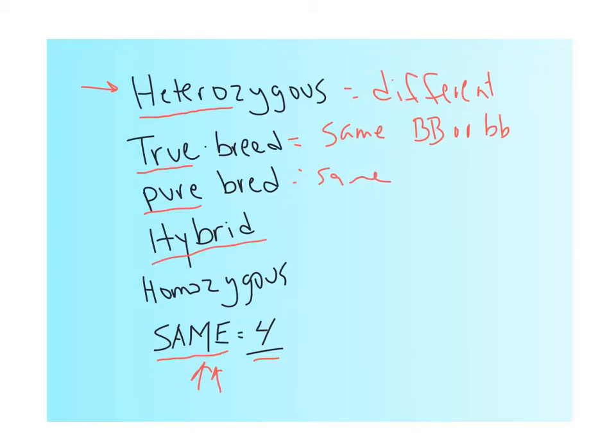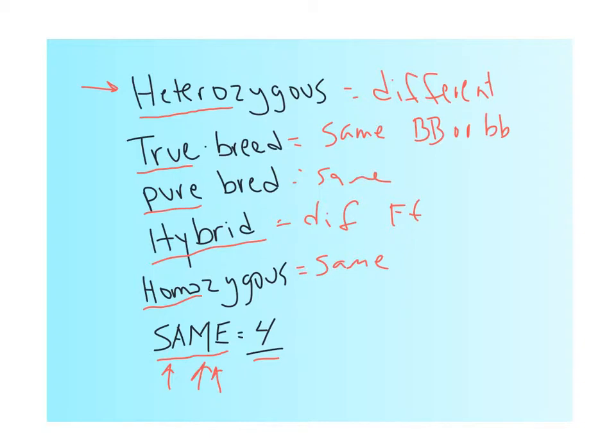Hybrid. That has 6 letters. Since it's not 4, that means different. Homozygous. The prefix homo has 4 letters. Since it has 4 letters, we know it is the same. So different would be like big F, little f.